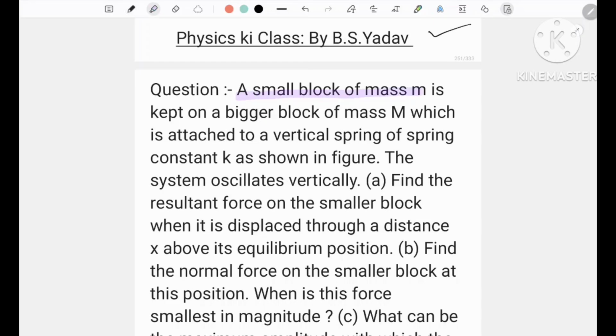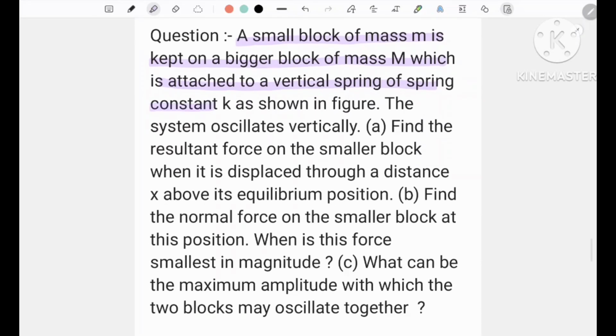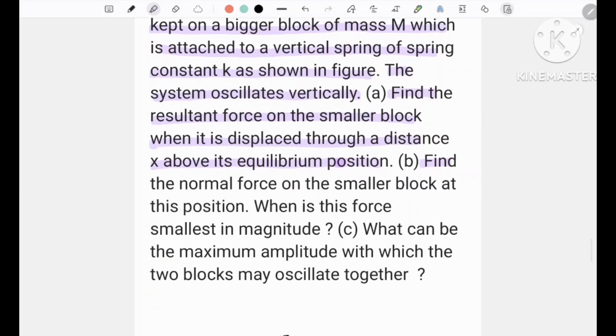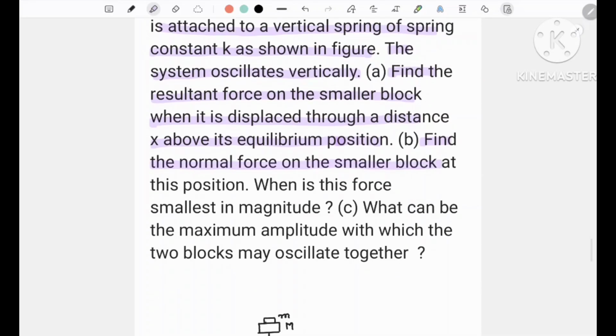A small block of mass m is kept on a bigger block of mass capital M, which is attached to a vertical spring of spring constant K as shown in the figure. The system oscillates vertically. Find the resultant force on the smaller block when it is displaced through a distance x about its equilibrium position. Find the normal force on the smaller block at this position.